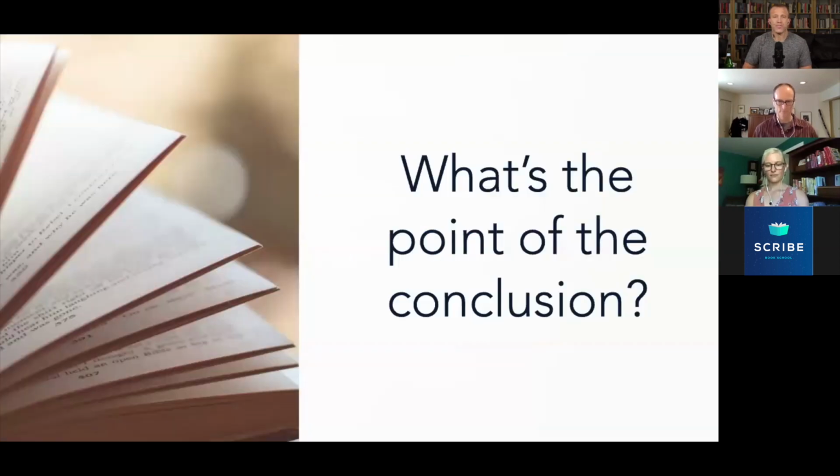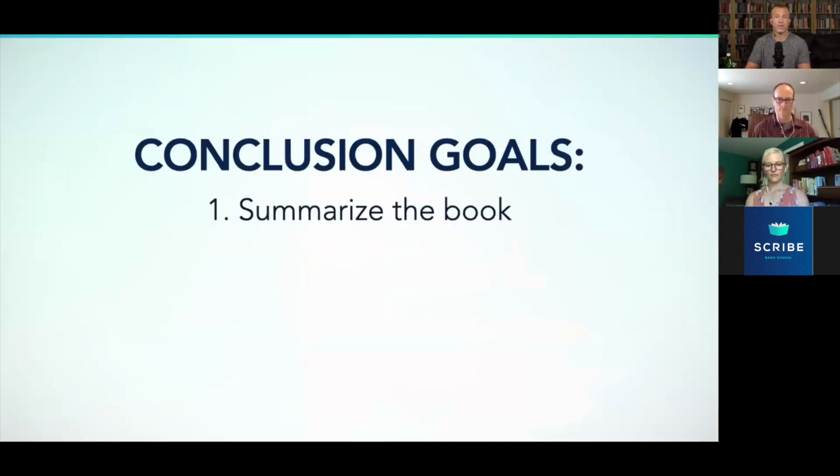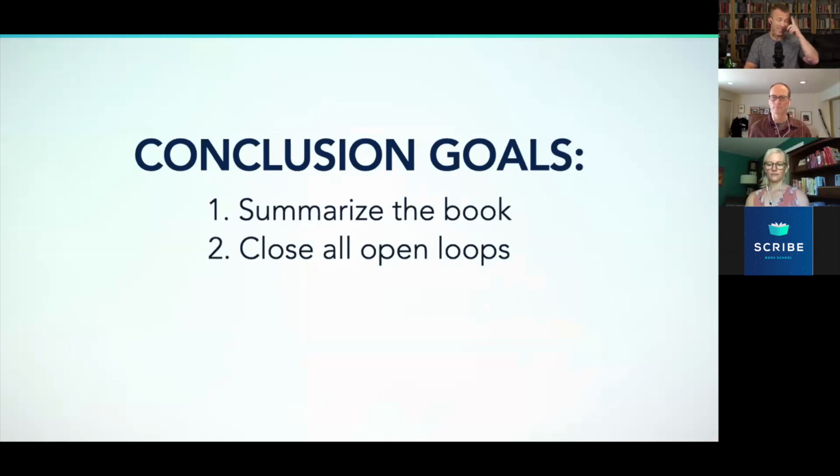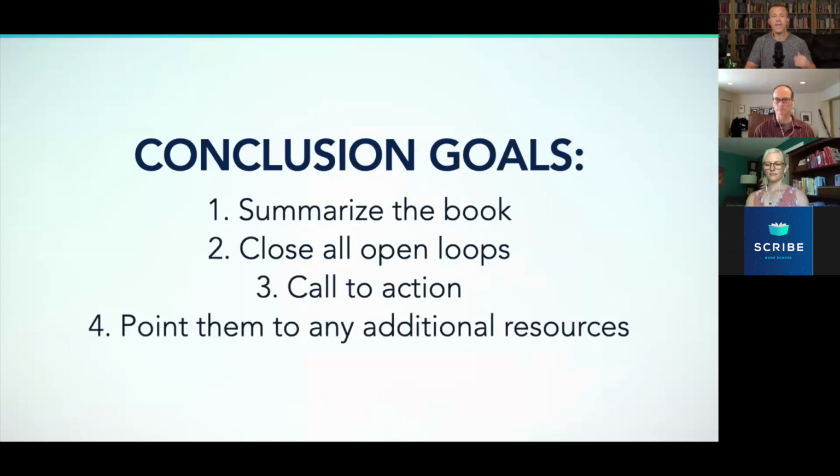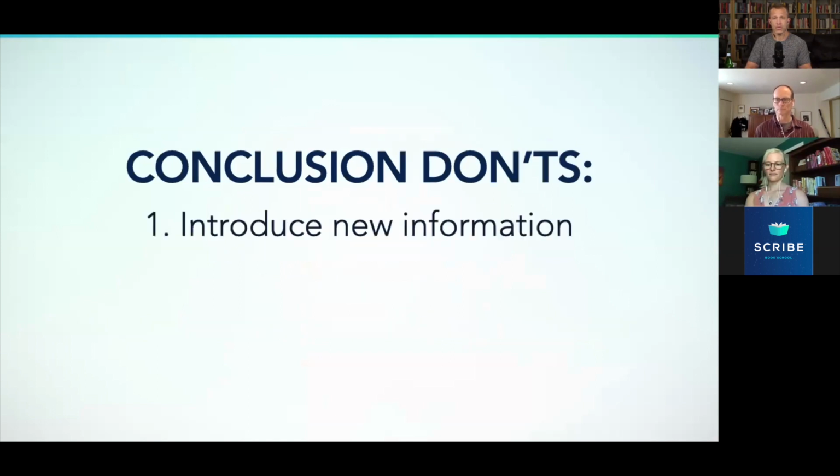Outlining the conclusion. So what's the point of a conclusion? There's a couple of goals. One, you want to summarize the book. This is where you do want to summarize it at the end. You close all open loops, meaning all the claims you've made, the statements, anything like that. You want to make sure you tie everything up in a bow. You give them a call to action, and then you point them to any additional resources, right?